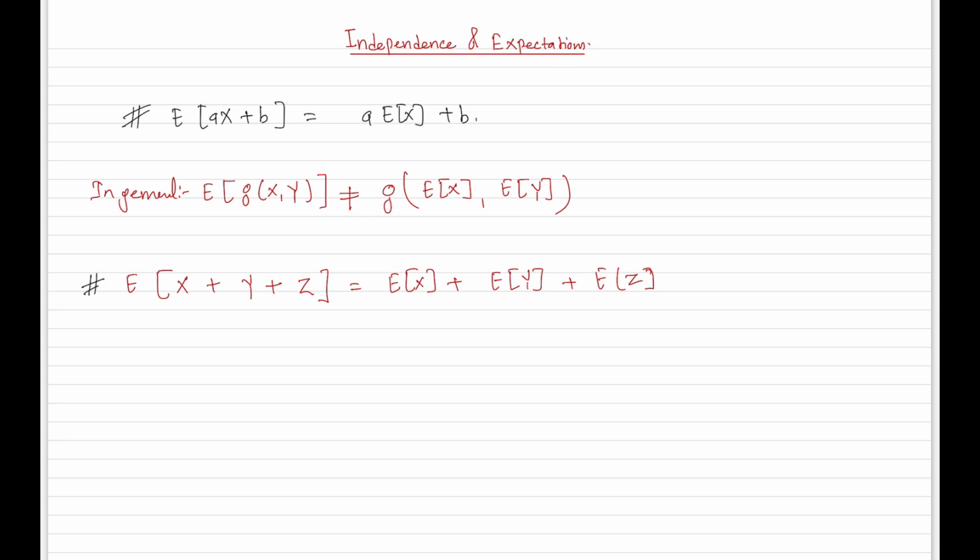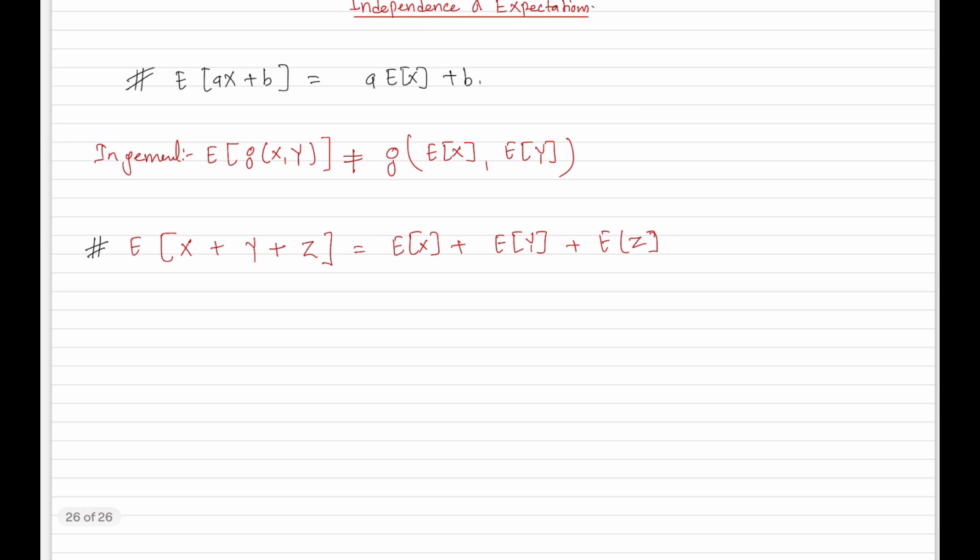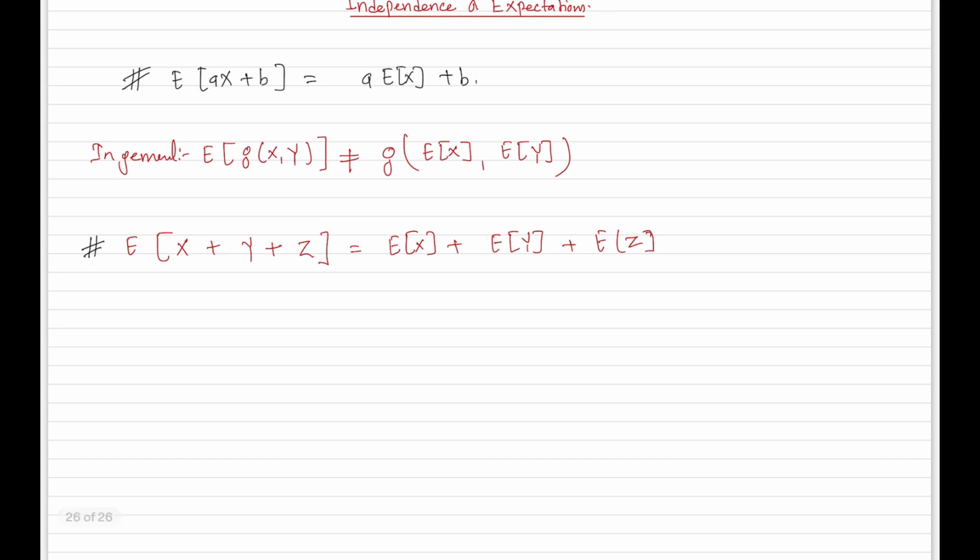Now we will learn one additional property when we have independence. So let's say that random variables x and y are independent, then the property is that if you find the expectation of the product of these random variables x and y, then this expectation will be equal to the product of the individual expectations of the random variables x and y respectively.